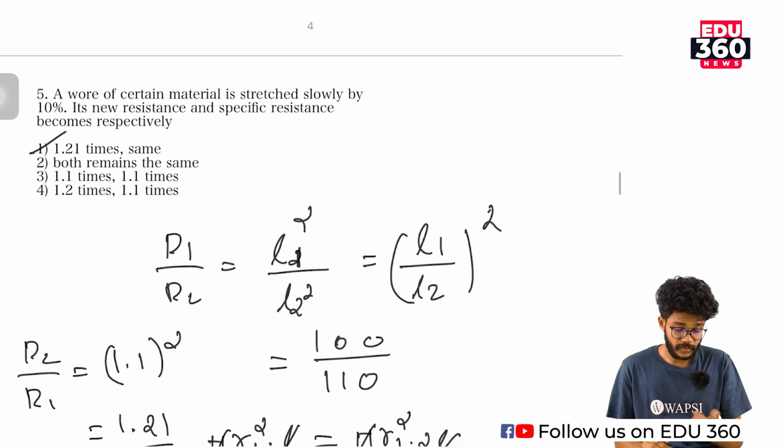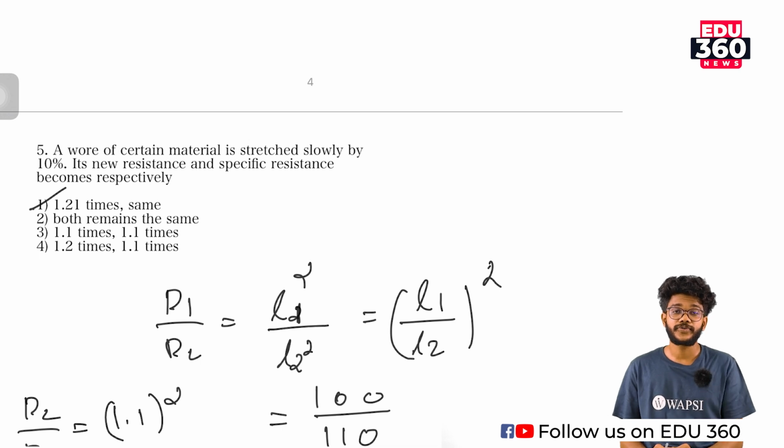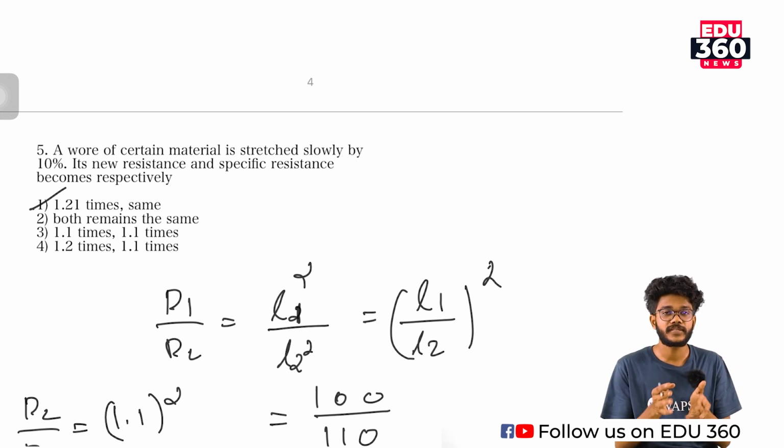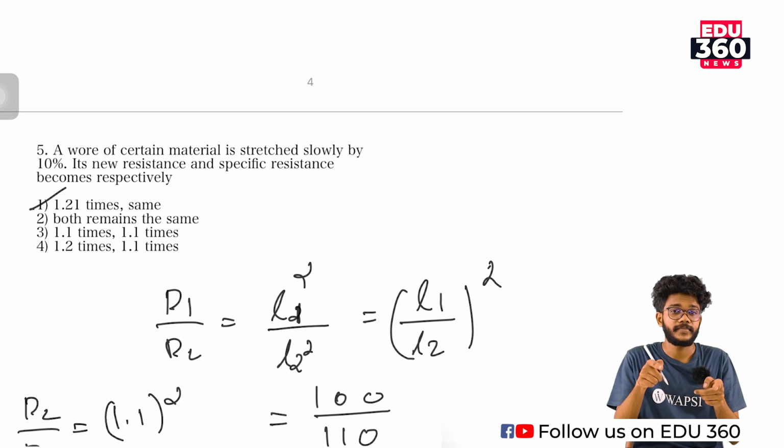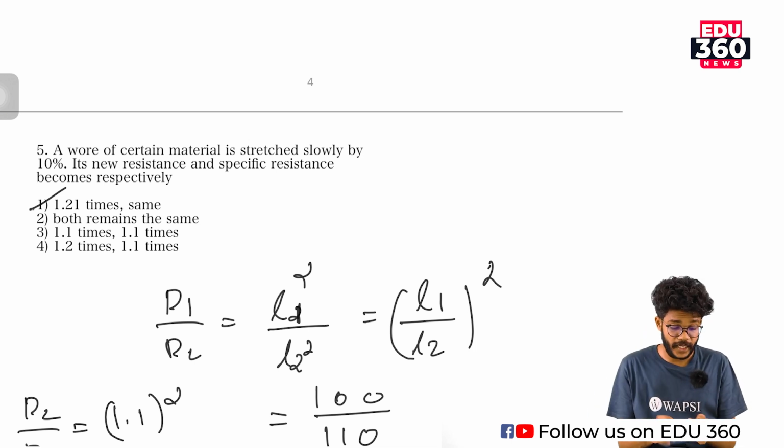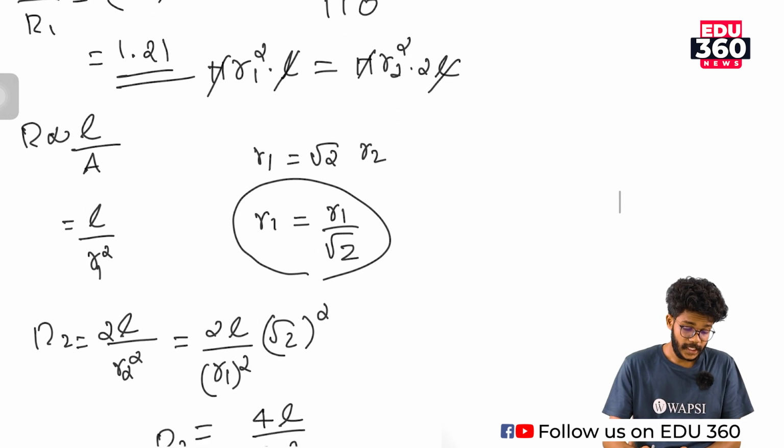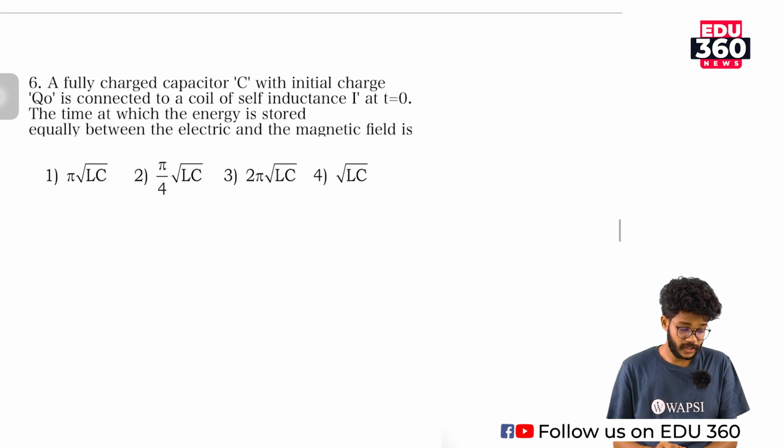Okay, so that's why the first option, 1.21, is the correct answer. This is the theoretical part, but while you are attending the exam, you can choose by comparing the options also. Okay, so the next question, sixth question.